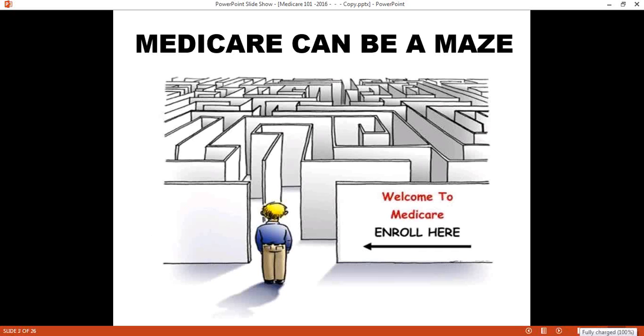Okay, so the first slide that I have is I equate Medicare to a maze, and I do that on purpose because, you know, mazes were developed thousands of years ago and they were designed to confuse. Now, I'm not saying that Medicare was specifically designed to confuse, but I will say that that's the end result. You know, politicians got together with lawyers and bureaucrats. They formed committees, and the end result was confusing.